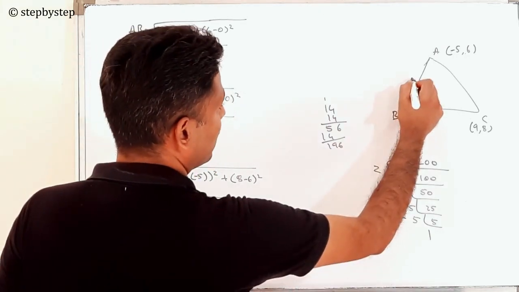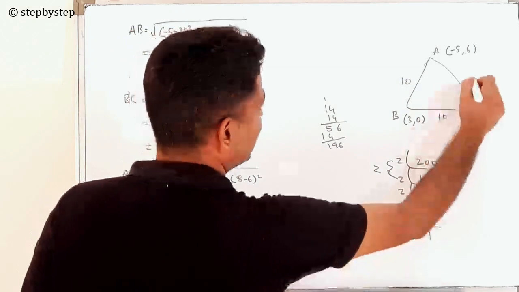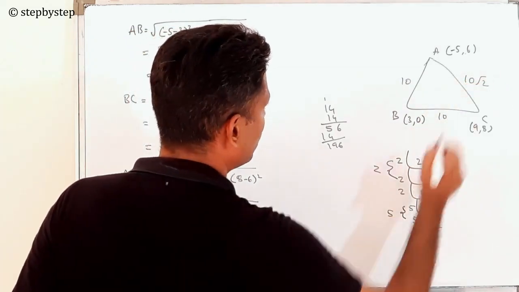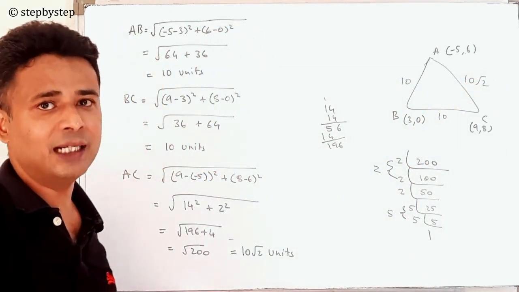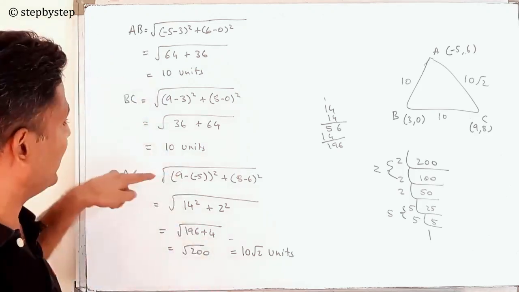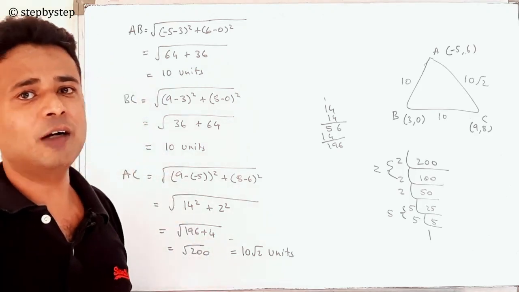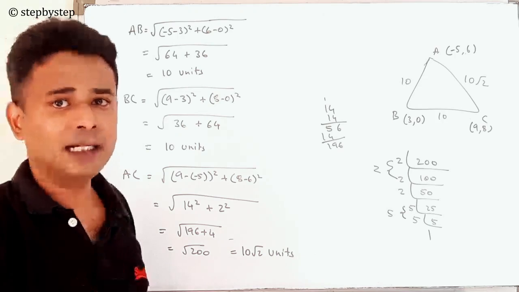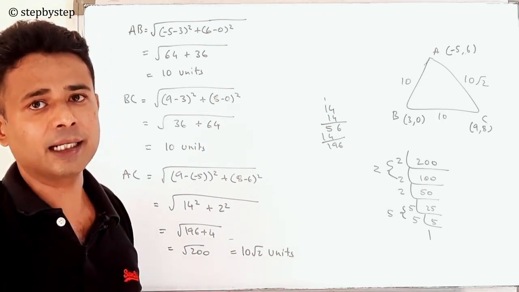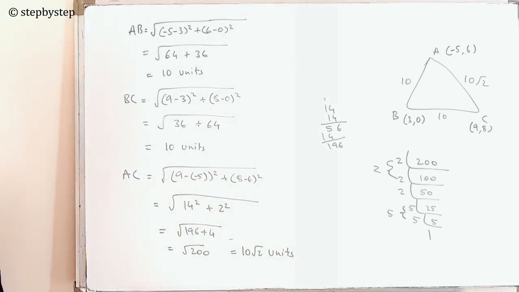So now we've got this side has 10 units, this has 10 units, and this has 10 root 2 units. We have already proved that it's an isosceles triangle. Why? Because two sides are equal. Now we just have to show that it is a right angle isosceles triangle. So how do we do that?